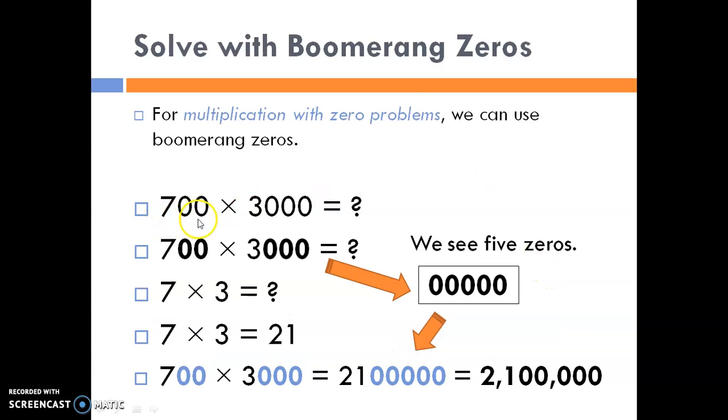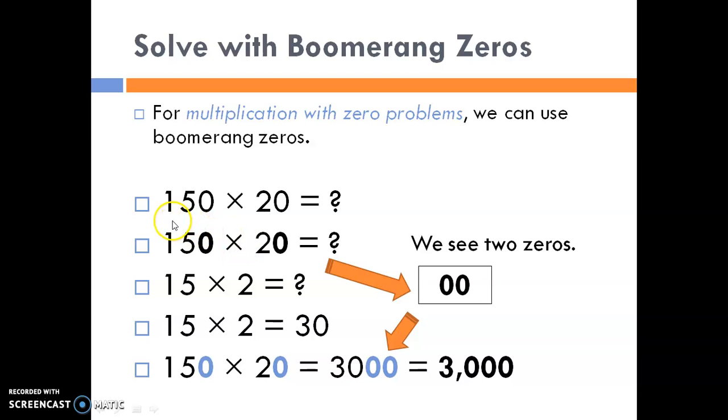The next one, 700 times 3,000. This looks trickier, but the steps are the same. We see 1, 2, 3, 4, 5 zeros, boomerang box. 7 times 3 equals 21. Bring that down, and we bring back our 5 zeros. 1, 2, 3, 4, 5. Now let's put our commas in here. One here and one here. Here we are. Let's try to say this number together. Ready? 2,100,000. Great job.